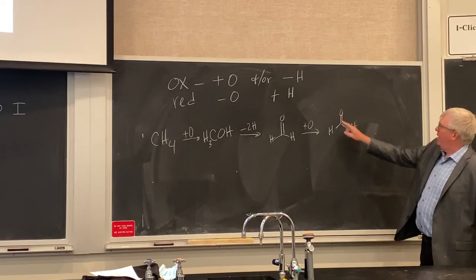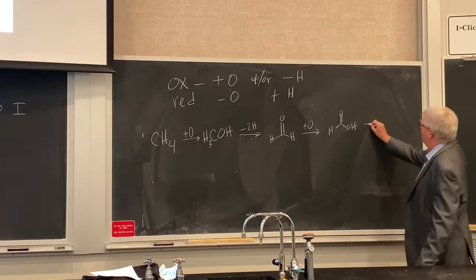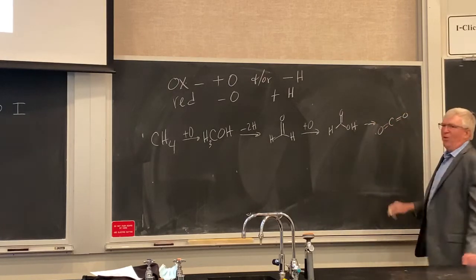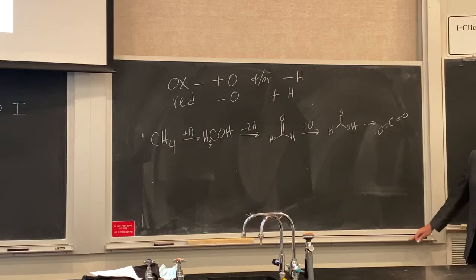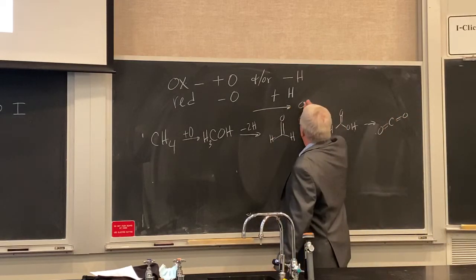Can we get more oxidized than formic acid? We've already got 3 bonds to oxygen. Can we make a 4th here? Yeah. So what about CO2? That's the end of the road for carbon. That's the most fully oxidized form of carbon. So everything this way is oxidation.